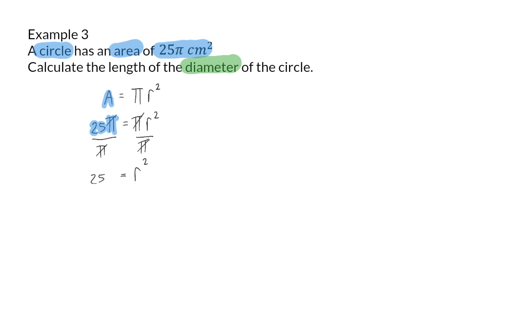Now we need to determine what value when squared will be 25. And for that we have two options, -5 or +5. This is a radius, which is a distance, and that is always positive. So the radius is 5 centimeters. But here you need to remember that the question was to calculate the length of the diameter of the circle. The diameter, you need to know, consists of 2 radii. Therefore, the diameter is 10 centimeters.